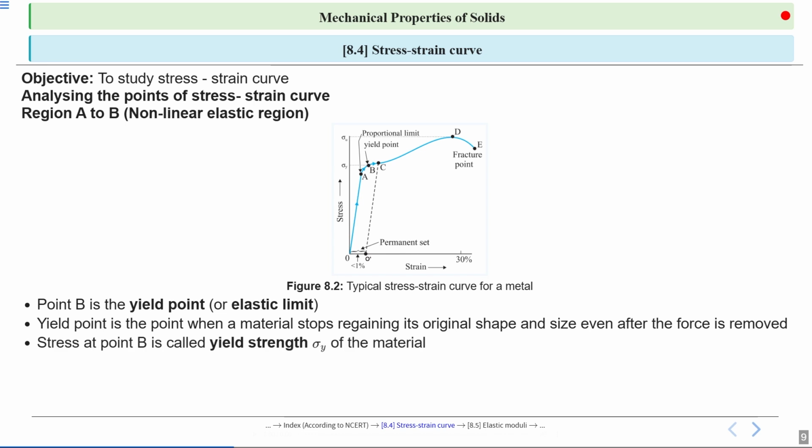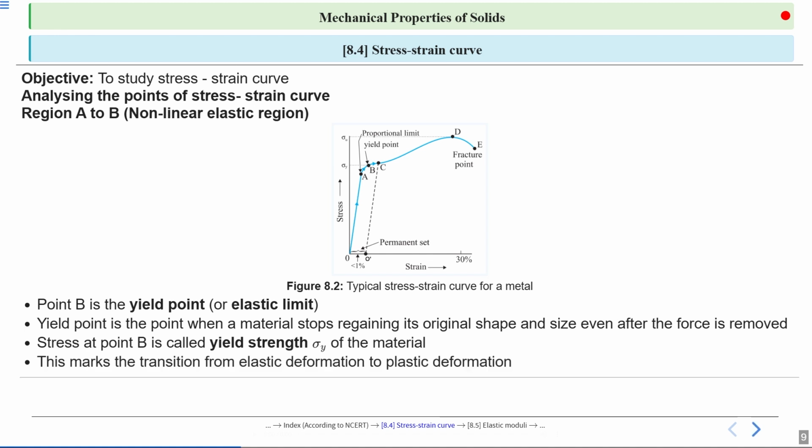So the stress value at point B is called the yield strength of the material, often written as sigma y. Yield strength is measured in pascals in SI units. It tells us how much stress the material can withstand before it starts to deform permanently. For example, if a metal has a yield strength of 250 million pascals, it can handle that much stress before it yields.